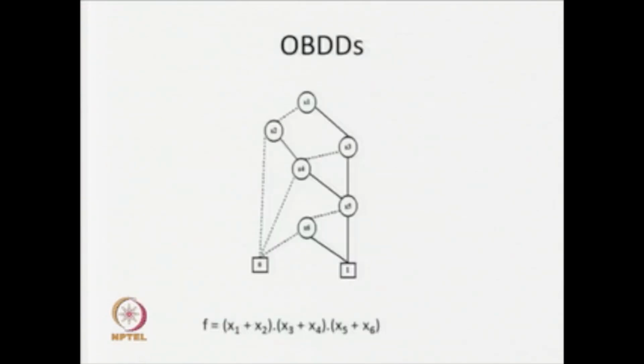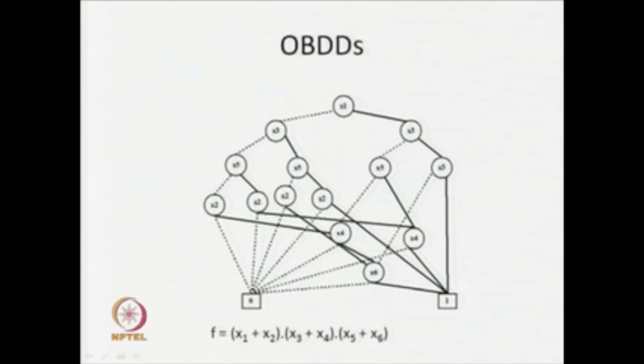Just see, this is the BDD I have drawn. This is the same function, x1, x2, x3, x4, x5, x6, and the variable ordering that we have is x1, x2, x3, x4, x5, x6. In this case I am getting this BDD, with 6 non-terminal nodes and 2 terminal nodes. Now, if I change the variable ordering, then we get this other representation, this BDD.